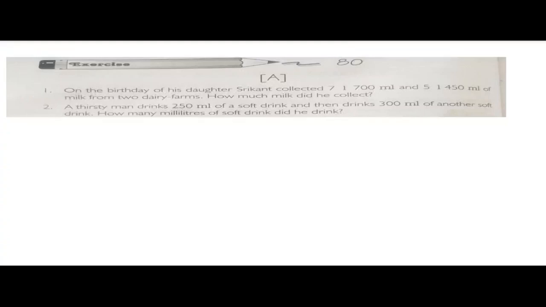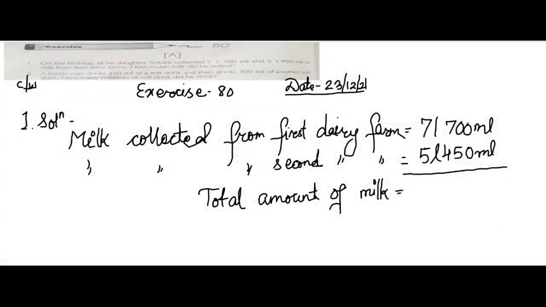So what you will do here, yes, to find the total quantity of milk, you will add the milk from both dairy farms. So let us write the statement first. Okay, children, so you will write exercise 80 in a fresh page. You will write classwork, you will write today's date. So I have written the statement for number 1. So you will write milk collected from first dairy farm. So what is the amount of milk collected from the first dairy farm? 7 liter 700 milliliter. Now next, milk collected from second dairy farm, 5 liter 450 milliliter.